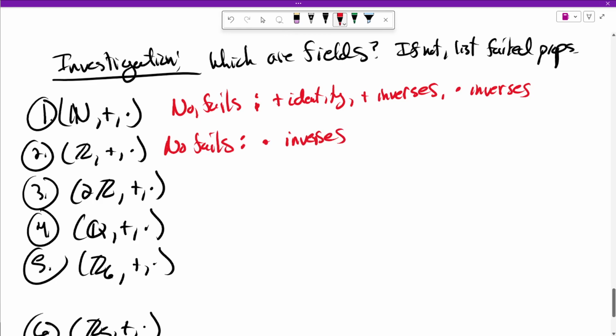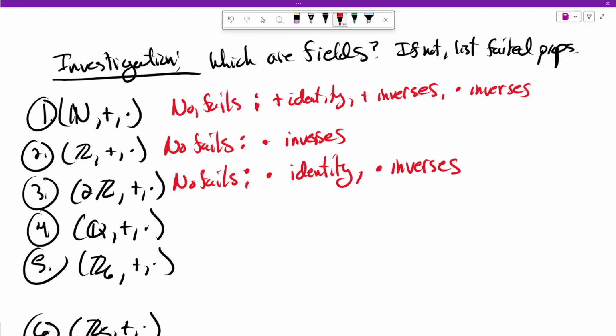All right, 2Z. Is this a field? No. What does it fail? Let's see. We have additive inverses, right? Because if you're even, then your additive inverse is also even. All the regular properties hold because they hold in Z. I think this just fails to have a multiplicative identity, and it fails to have multiplicative inverses for elements. But all the other things hold.